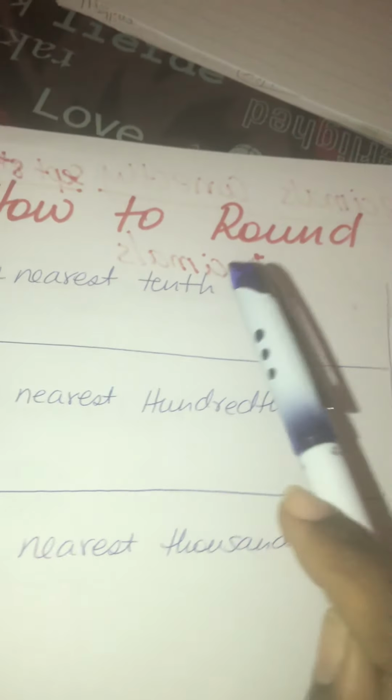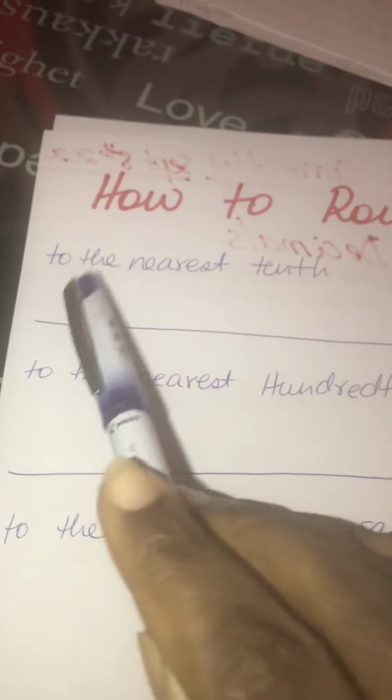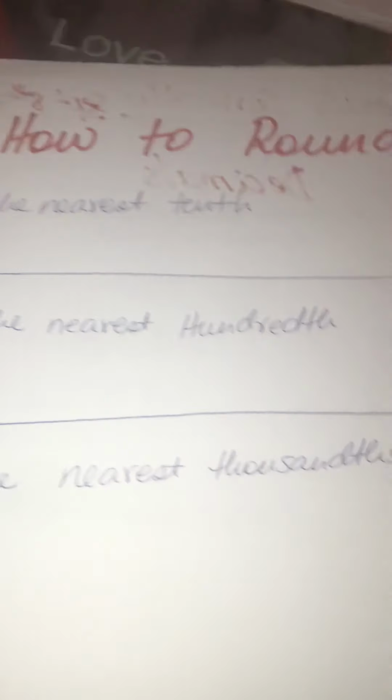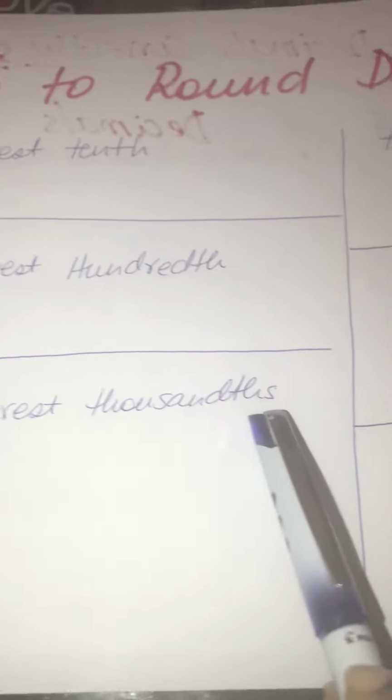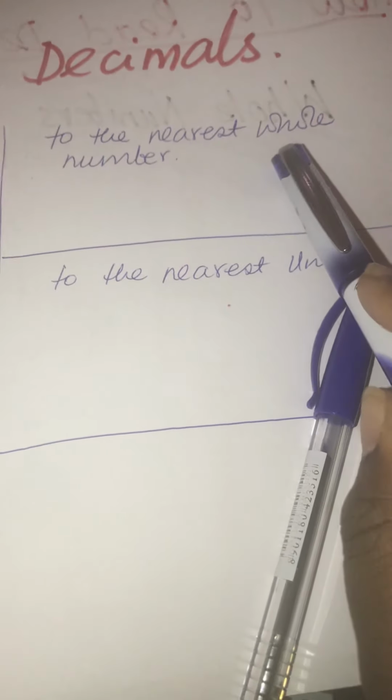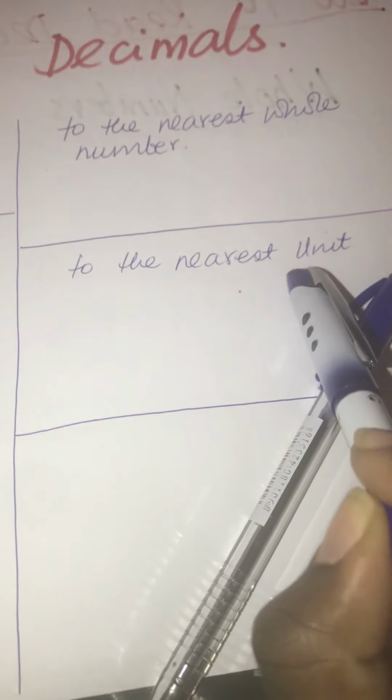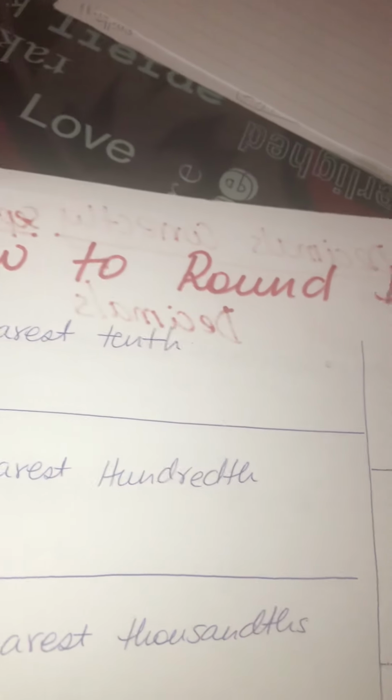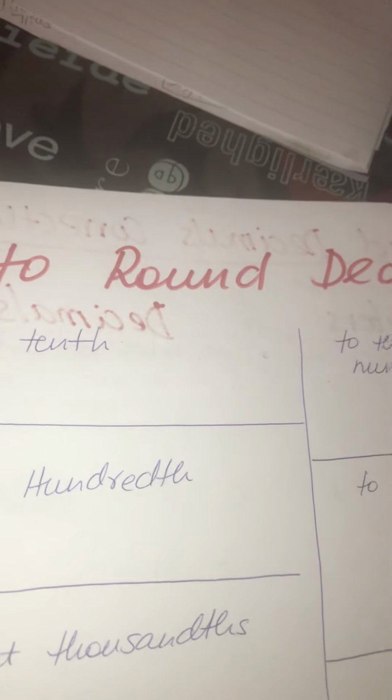Okay? How to round decimals. So the question will tell you round to the nearest tenth, or round to the nearest hundredth, or round to the nearest thousandth, or round to the nearest whole number, or round to the nearest unit. Okay? So I'm only going to write one decimal and we will use that.